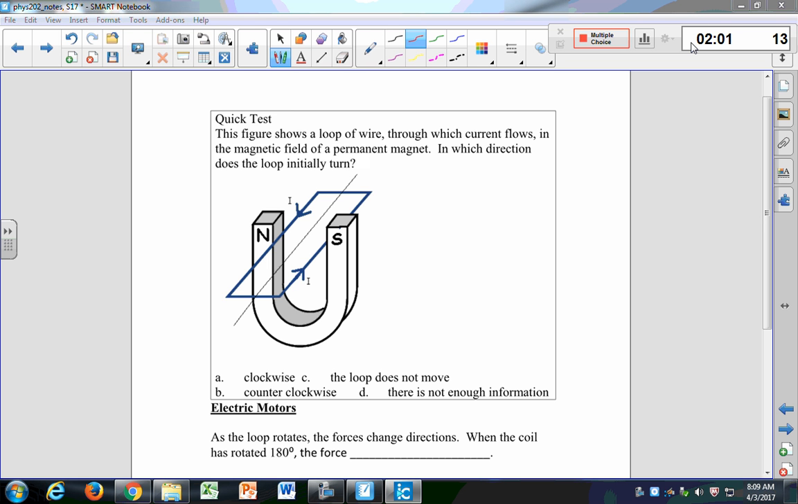All right, so here our magnetic field runs from north to south. I'm going to stop this at 210. Okay, so go ahead and get your number in, your answer. I'll stop at 213.